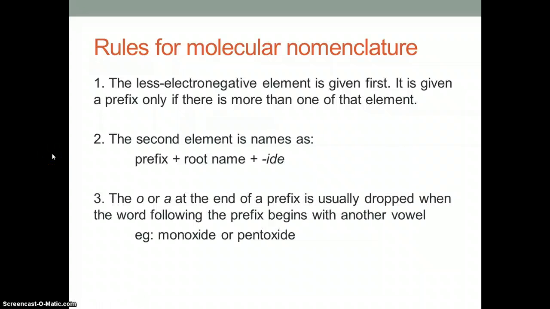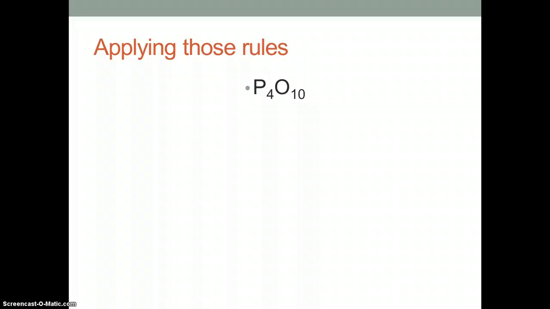The third rule is that if there's an O or an A at the end of a prefix, it is usually dropped when the word following the prefix begins with another vowel. So for example, monoxide, we don't say monooxide, it's just monoxide. Or pentoxide, we won't say pentaoxide. Right, it just gets too stumbling. So let's practice with these.